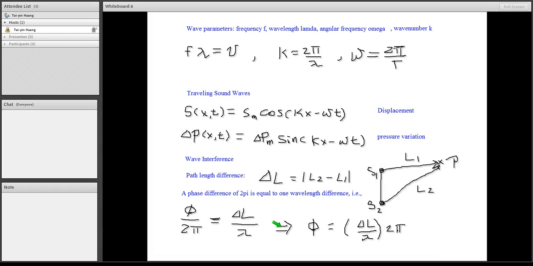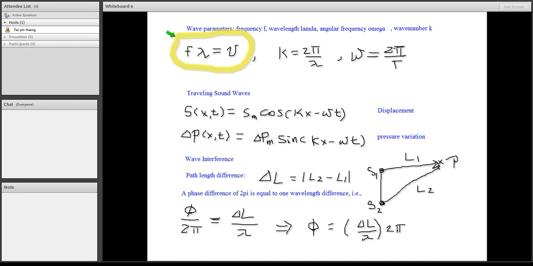For any wave, regardless of whether it's a sound wave, a transverse wave, or a longitudinal wave, as long as you're dealing with a wave, this is the equation that governs it: the frequency times the wavelength gives you the speed of the wave. This equation is always valid. So frequency times wavelength is equal to the speed of the wave.